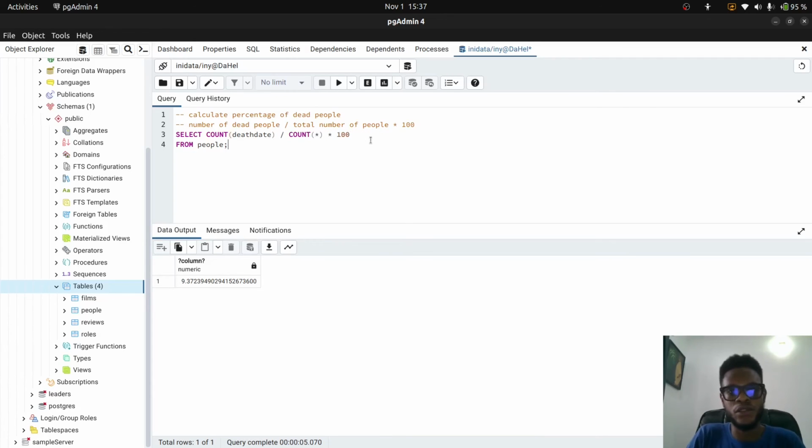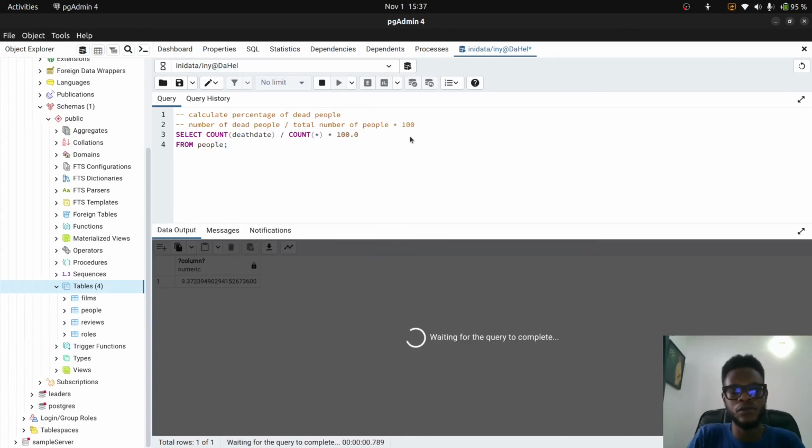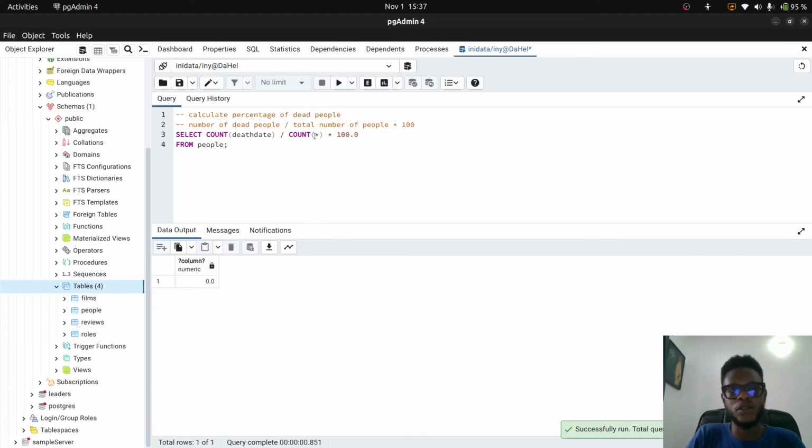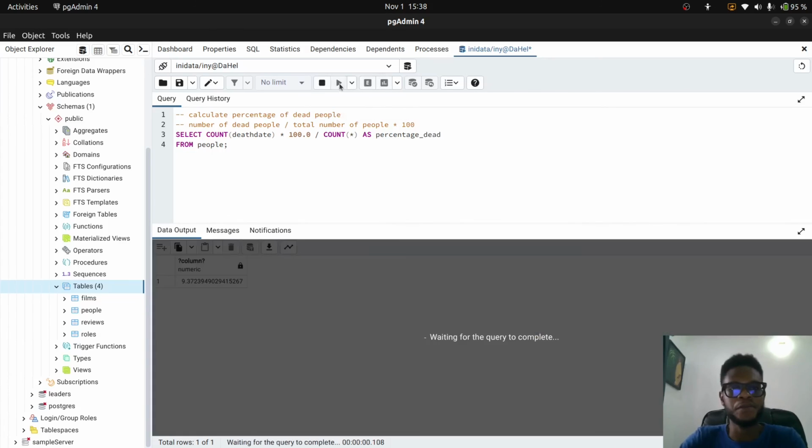Let me try another option. Try something else, maybe making this 100.0. Okay, so it needs to be somewhere here, and the best thing to do would be to move the 100.0. Yeah, that works. I'm supposed to alias it as percentage dead. Let's try it again.